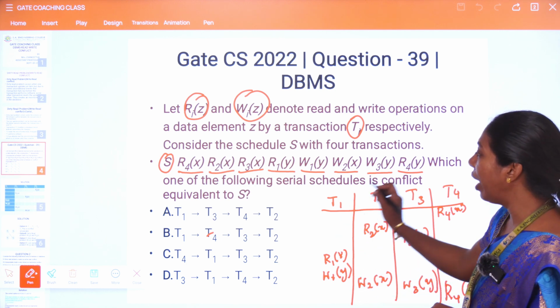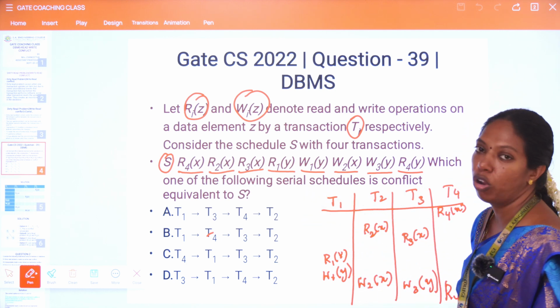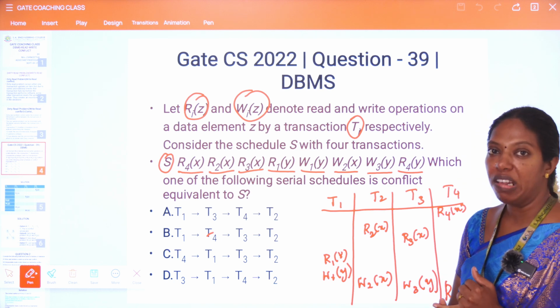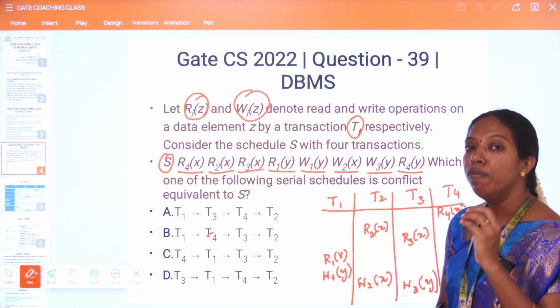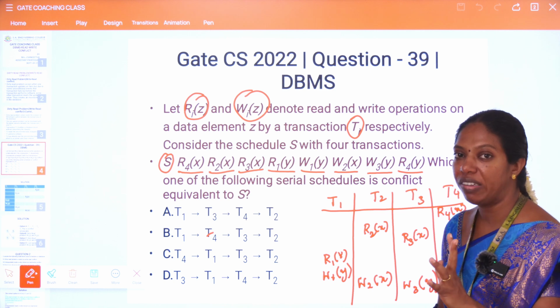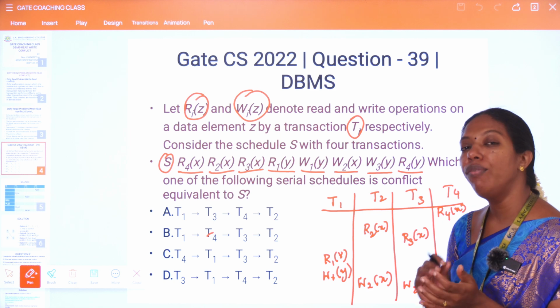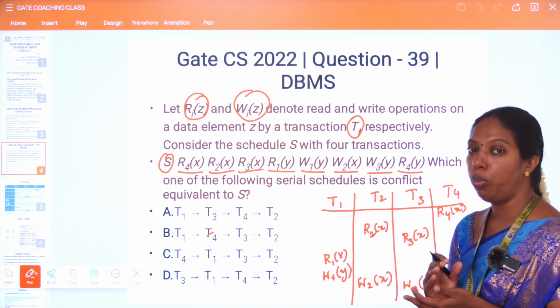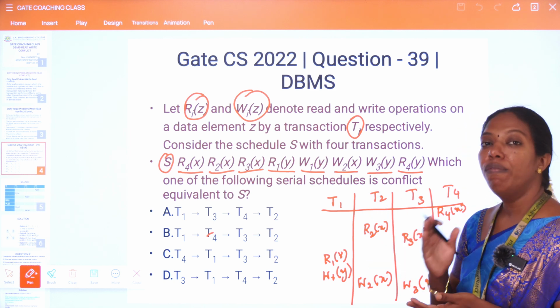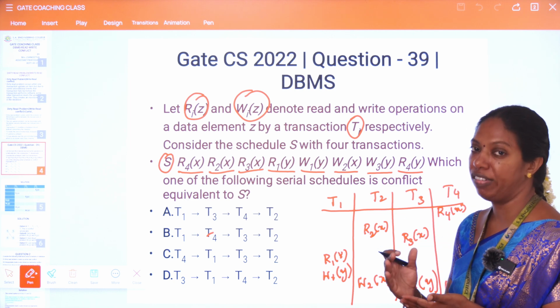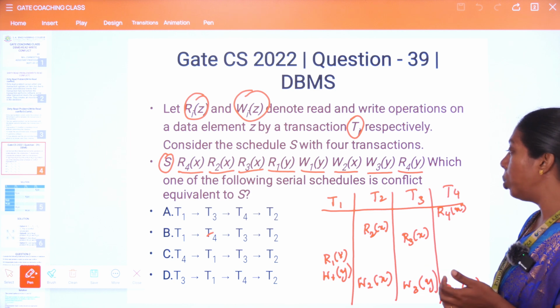So we need to find out the serial schedules of this conflict. Here there are some read-write problems also, but you have to find out which transaction is scheduled first, which one is second, which one is third and which one is fourth. So before that we have to find out the relationship between these transactions. Which transaction is scheduled first and which one is next and next and next. So we have to find out that first.